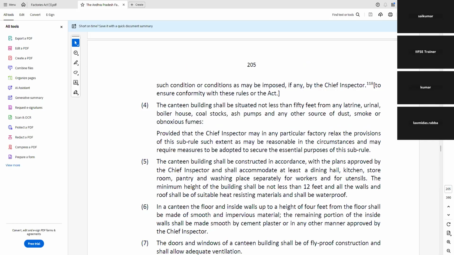So the canteen building shall be situated not less than 50 feet from any latrine, urinal, boiler house, coal stocks, ash pits, and also any other source of dust, smoke, or noxious fumes. So it should be a bit away from these kinds of areas where it can get contaminated or where it can generate dust, etc.